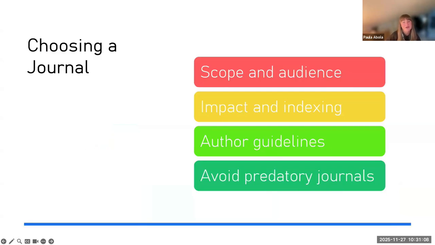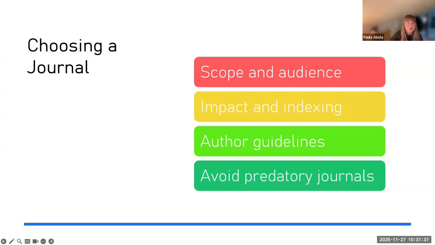Selecting a journal is both strategic and ethical. You should start by identifying journals that publish work similar to yours. You can check their recent published issues and articles, or just use their search engine to search for certain keywords. Then you should also consider the audience. Is it going to be clinical, methodological, or interdisciplinary?